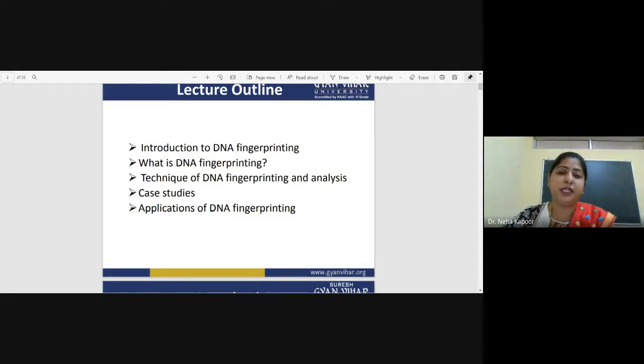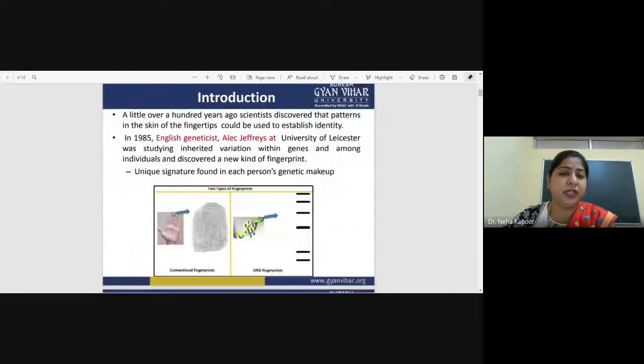First of all, before starting this lecture, we must discuss what DNA fingerprinting actually is. When this technique was not there, what scientists used to do was check skin fingerprints. That means 100 years ago, scientists discovered that the patterns present on the fingertips of the skin can be used to establish a person's identity. At that time, this technique was basically used.